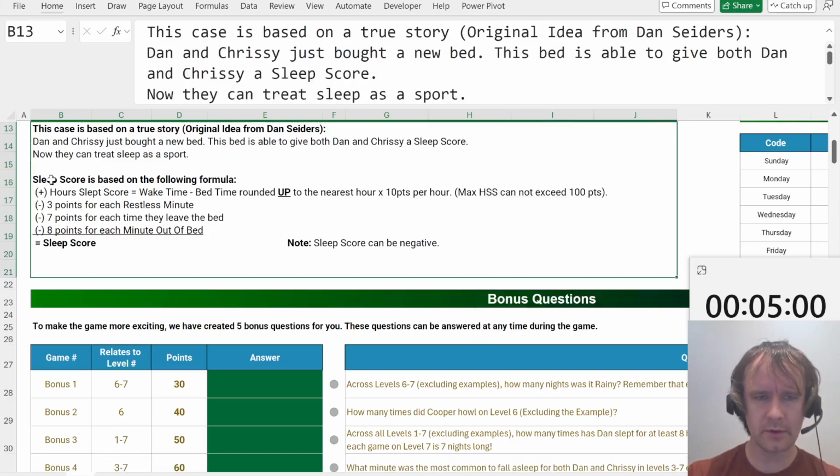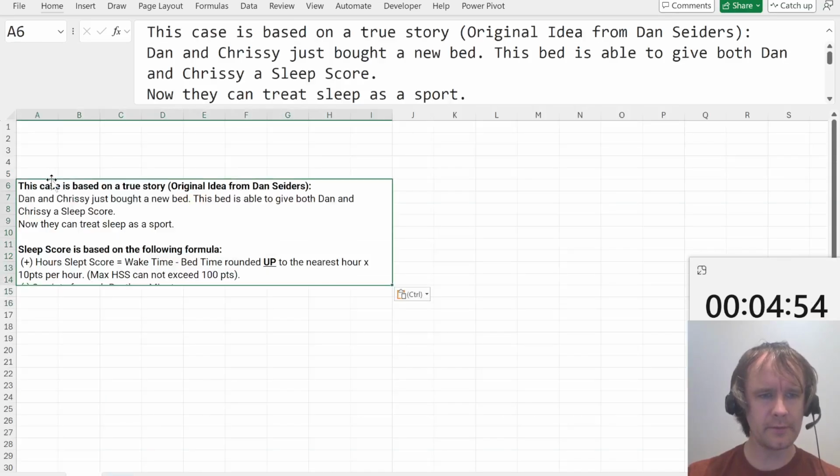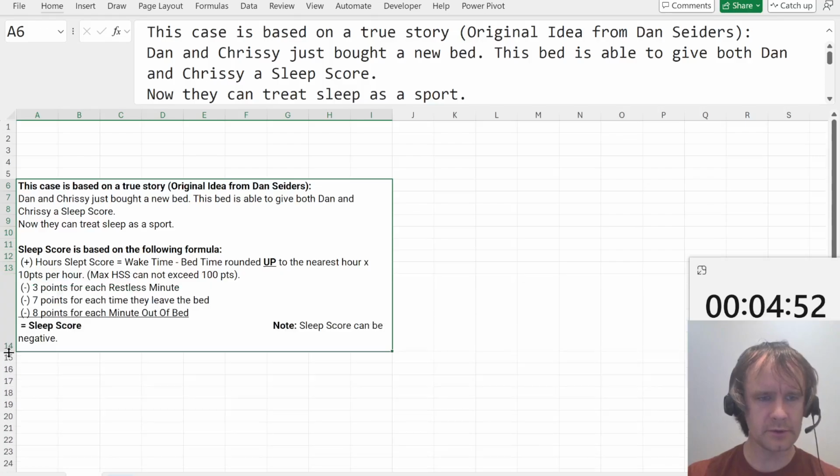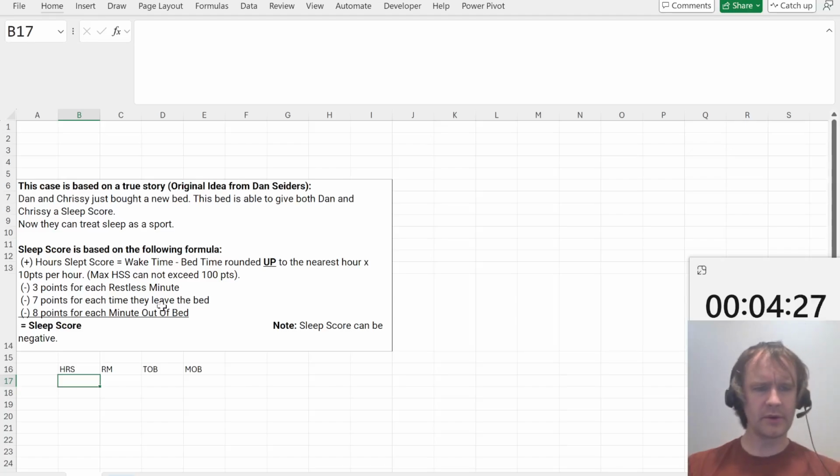Sorry, Alt W. Okay, so I need this to be bigger. Sleep score. Okay, so hours, restless minutes, time out of bed, and minutes out of bed. So this is bedtime rounded up to the nearest hour. Cannot exceed 100 points. Okay, so let's just say we have, I don't know, 3, 1, 1, 1.